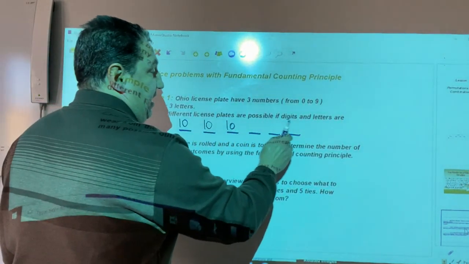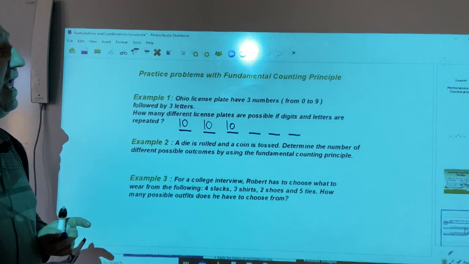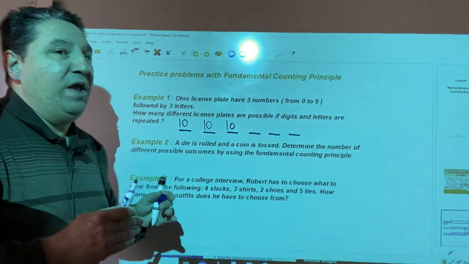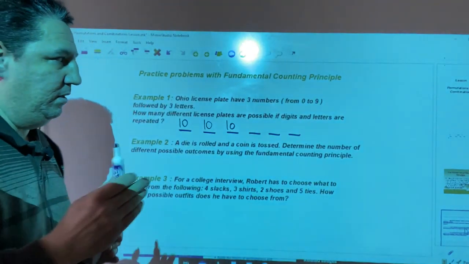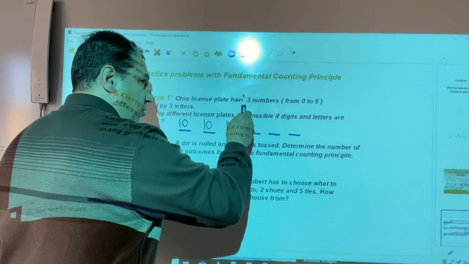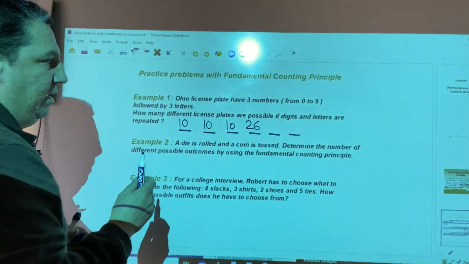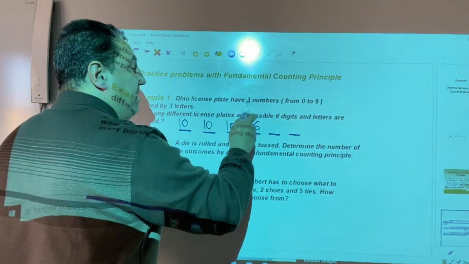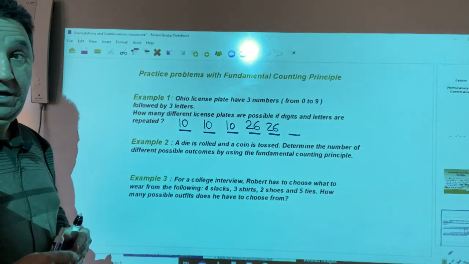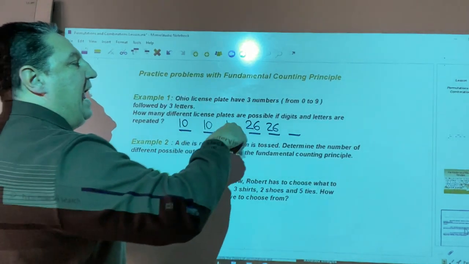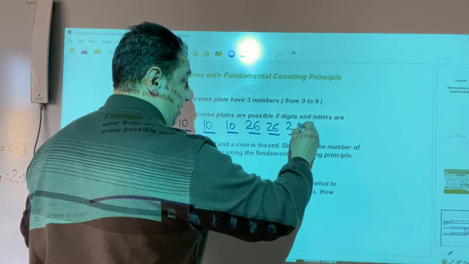For the last three spots, we have three letters. As we know, we have in the alphabet 26 possible letters. Now, in this spot, we can have 26 possible letters. In the second spot, we have the same number of letters, 26. Why? Because letters and numbers can be repeated. In the last spot, we have the same number of letters, 26.